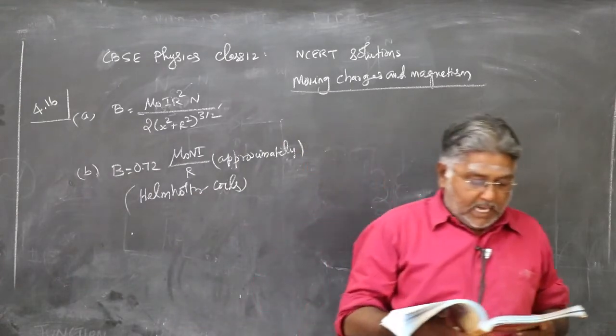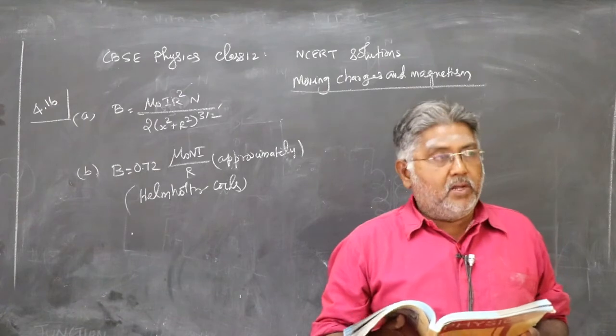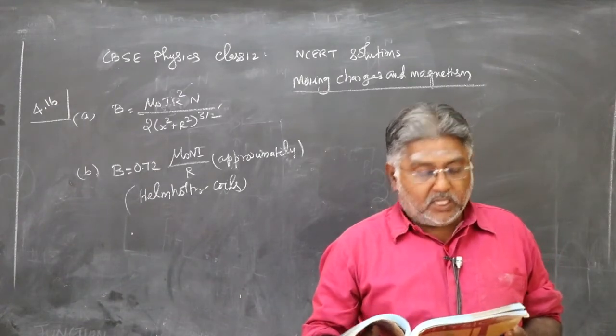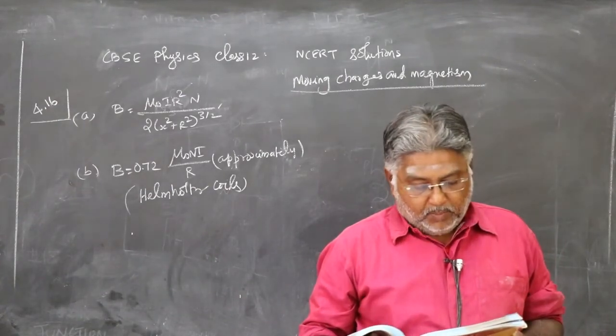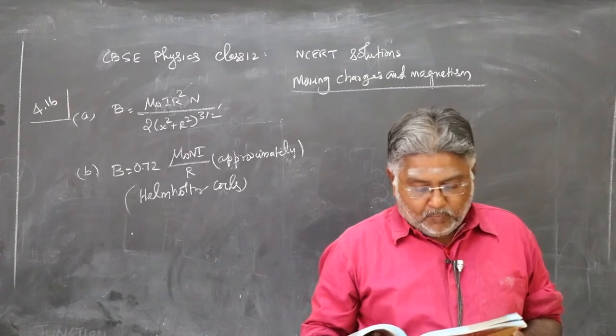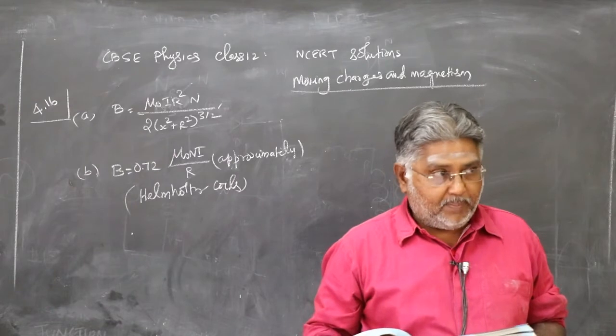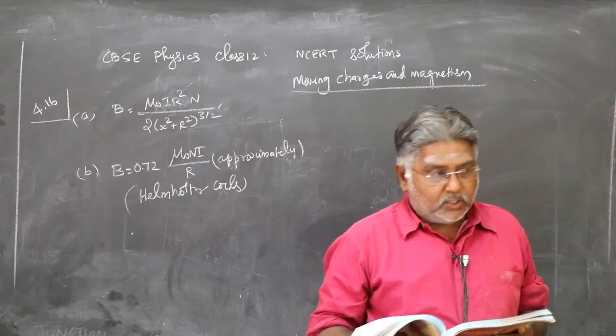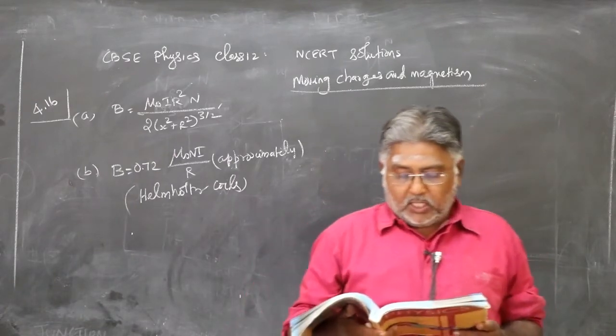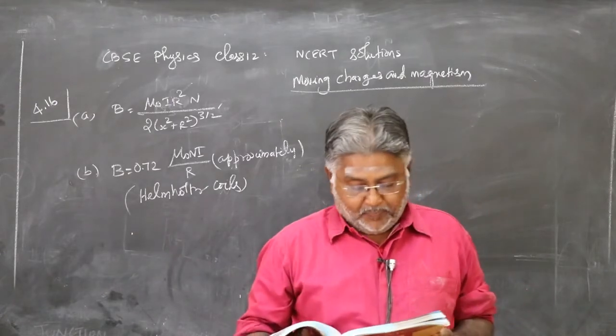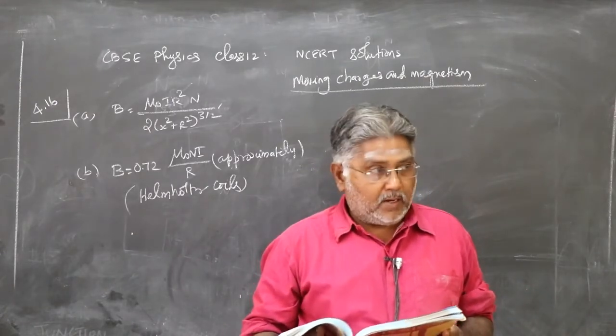Subdivision A. Show that this reduces to the familiar result for the field at the center of the coil. Subdivision B. Consider two parallel coaxial circular coils of equal radius r, capital R, and number of turns n, carrying equal currents I in the same direction and separated by a distance r.